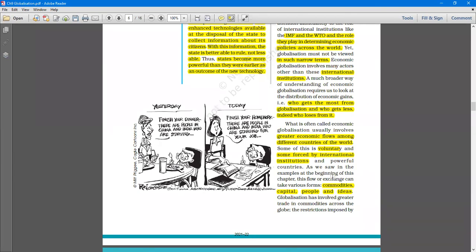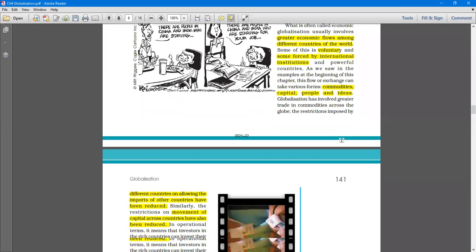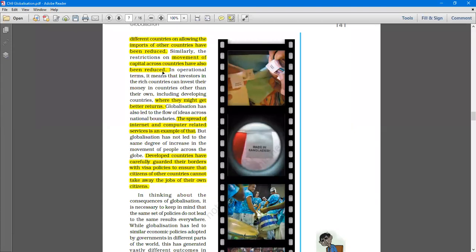We saw in the examples at the beginning of this chapter that this flow or exchange can take various forms: in the form of commodities, capital, people, and ideas. Combined, we call it globalization, the movement of these four things. Globalization has involved greater trade in commodities across the globe. The restrictions imposed by different countries on allowing imports from other countries have been reduced. With globalization, all these things are happening. The trade barriers are being removed, and steps are being taken to enhance the globalization process.